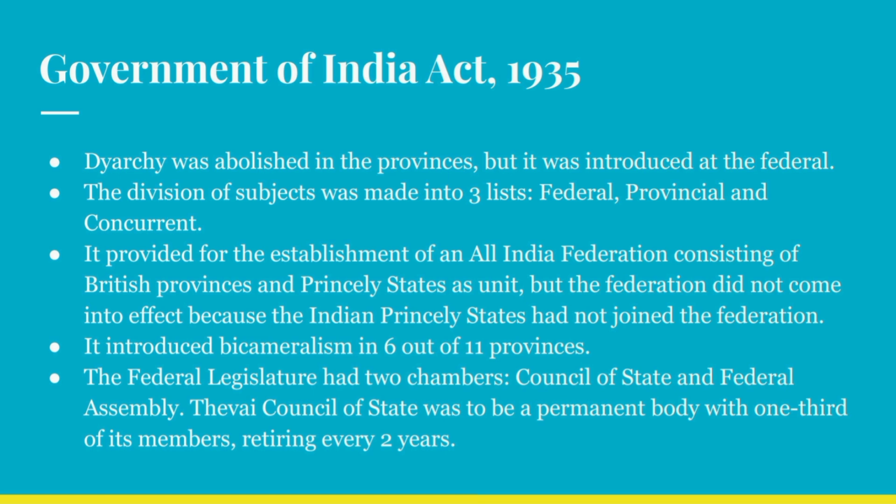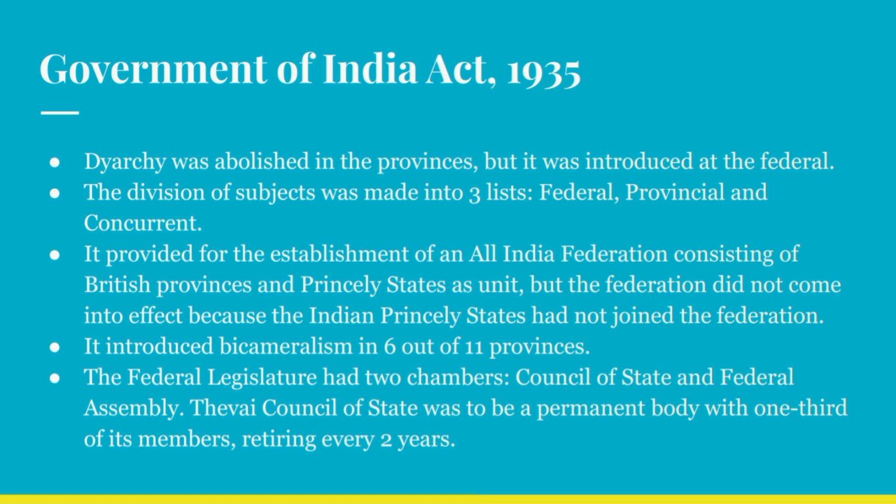In this act, the diarchy system was abolished in the provinces, but it was introduced at the federal level. Initially there were two lists of subjects, but through this act, the division of subjects was made into three lists: federal, provincial, and concurrent. It provided for the establishment of an All India Federation consisting of British provinces and princely states as units, but the federation did not come into effect because the Indian princely states had not joined the federation.